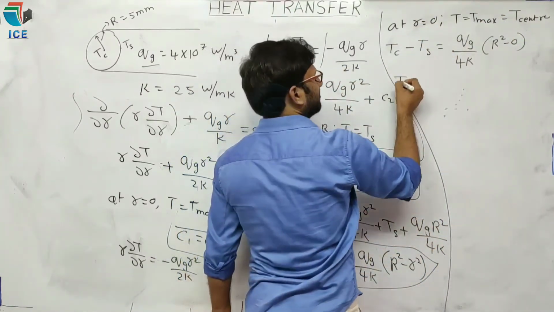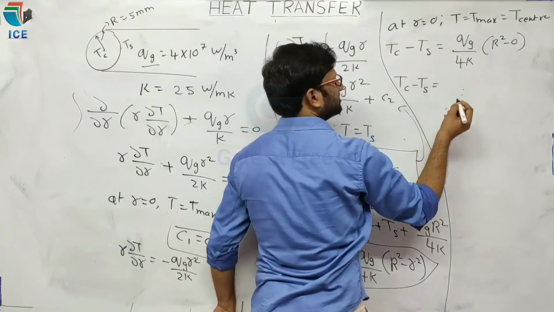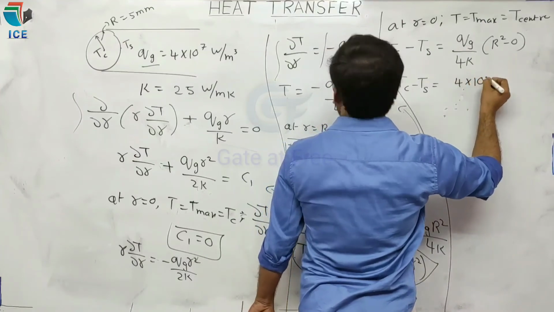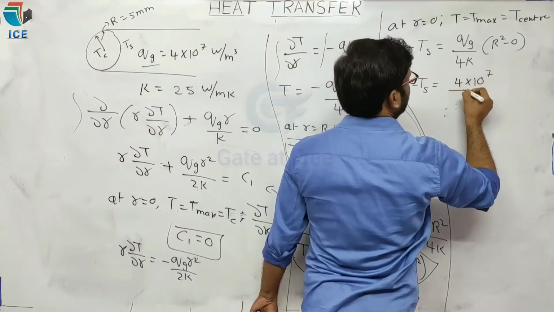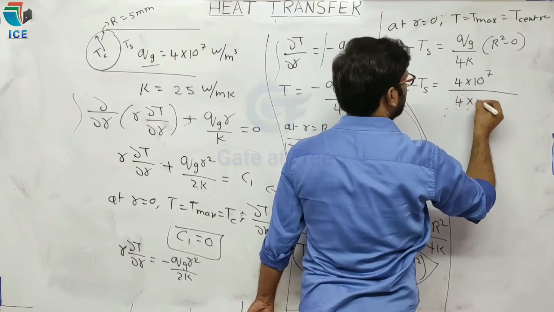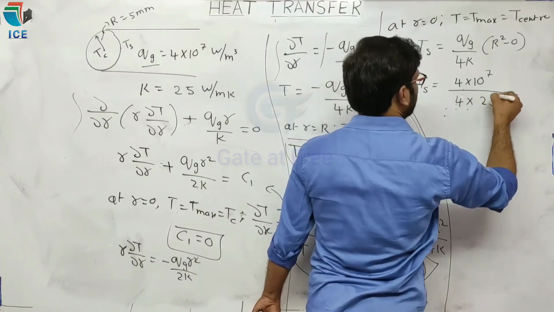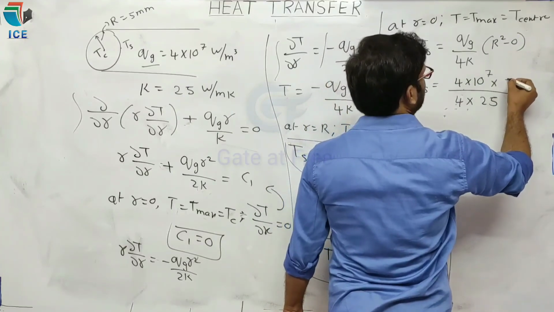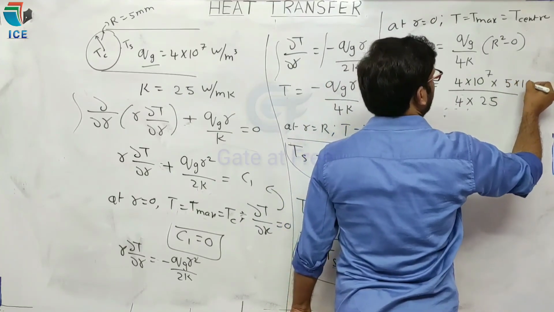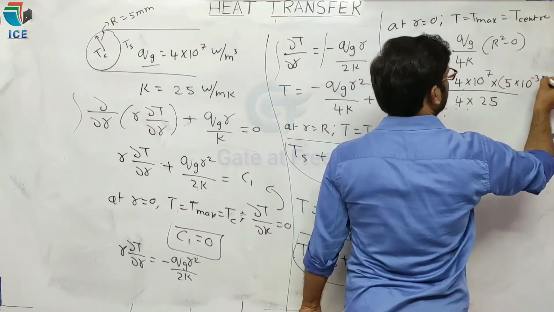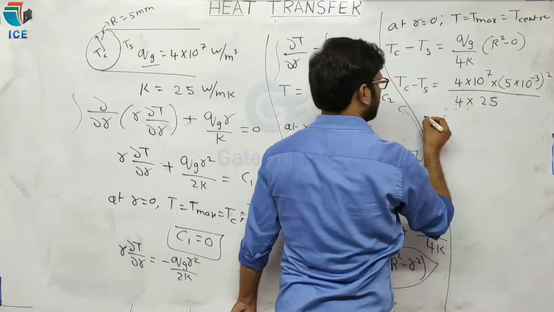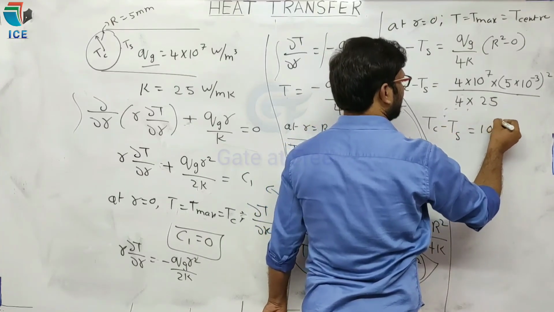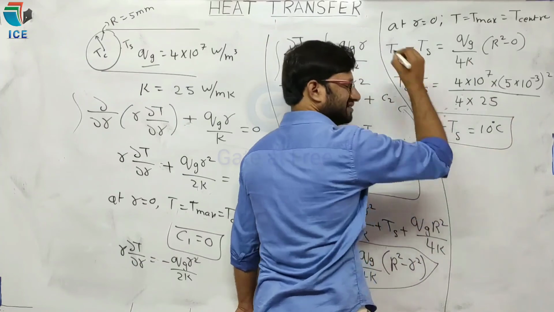Now the temperature difference between center and surface temperature is equal to, what is the Qg value given? 4 into 10 to the power of 7 divided by 4 into k, 25, into R square. What is R given? 5 mm. Please convert to meters: 5 into 10 to the power of minus 3, whole square. Therefore, Tc minus Ts is equal to 10 degree centigrade.